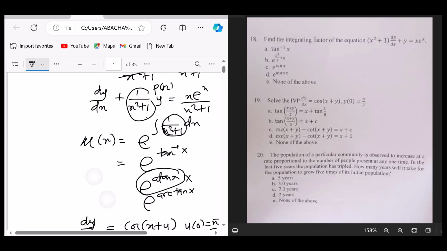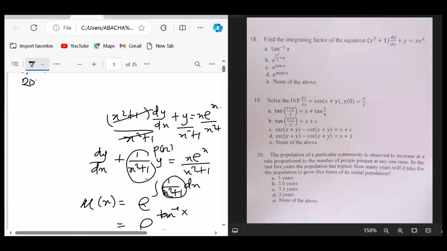This is a very simple one. Let me not go far, I'll just be here. So they said the population of a particular community is observed to increase at a rate proportional to the number of people present at any time. In the last 5 years, the population has tripled. How many years will it take for the population to grow 5 times of its initial population? Of course, you should know these problems by now.